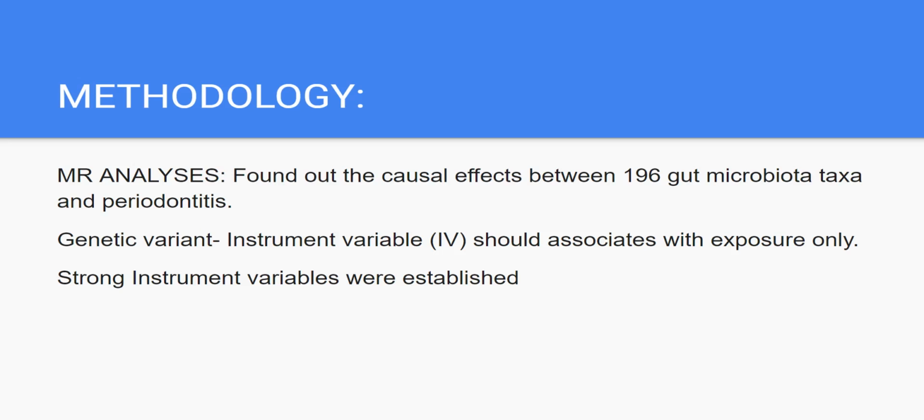We use the MR study in this method, and we found the causal effects between 196 gut microbiota taxa and periodontitis in this study. The genetic variants we used are the instrumental variables that should associate with the exposure only, as I explained above. Those were the assumptions, and so strong instrumental variables were established.